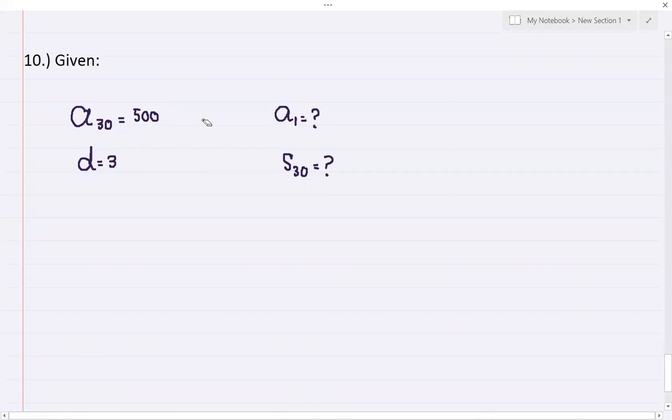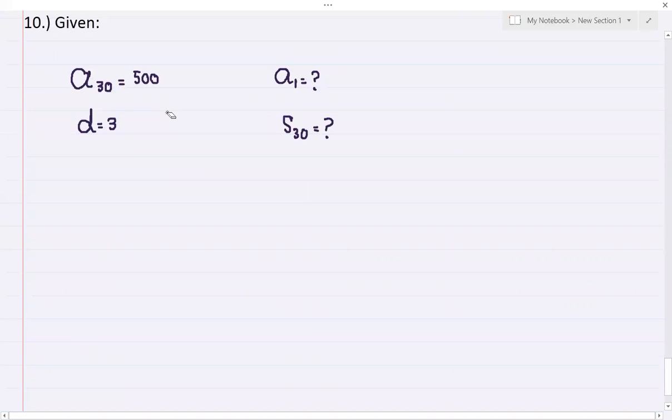So, how about this one? Question number 10, which is the last problem. You have a 30th term of 500. Then you have a common difference of 3, and yet you are asked to find a sub 1 and the 30th series, or the sum of the first 30 terms. So how are we going to do that? First, let's find your a sub 1.